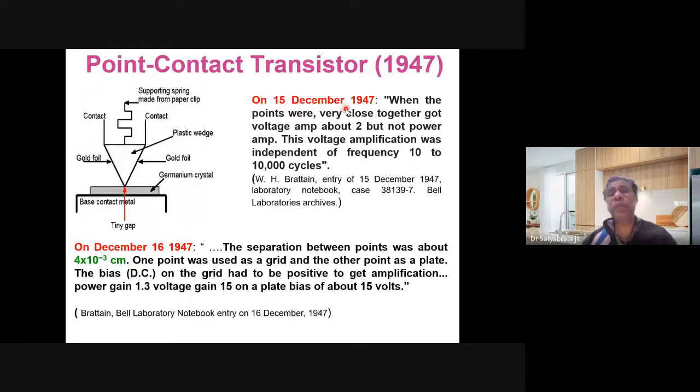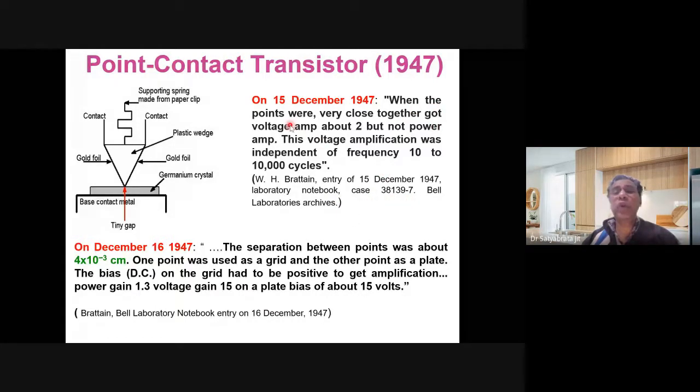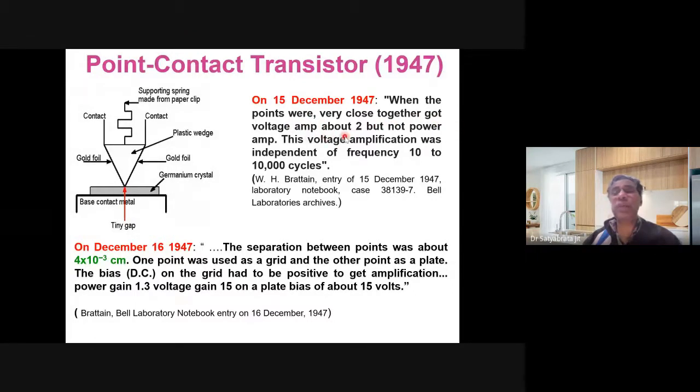Now on 15th December 1947, that is when Brattain observed, and he just noted in the working notebook of the Bell Laboratory, that when the points were very close together, he got voltage amplification of about 2, but not power amplification. This voltage amplification was independent of frequency, 10 hertz to 10 kilohertz.